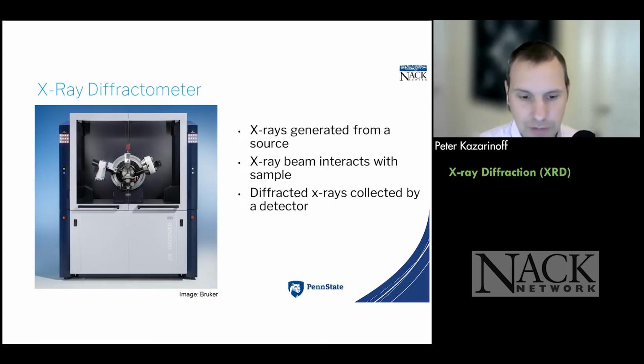This is an image of an X-ray diffractometer. This is Bruker's D8. It's one of the more common X-ray diffractometers in research labs. And in XRD, an X-ray is generated from an X-ray source. Those X-rays interact with a sample, and then the diffracted X-rays are collected by a detector. And we'll talk about each of those different parts of the X-ray diffractometer next.